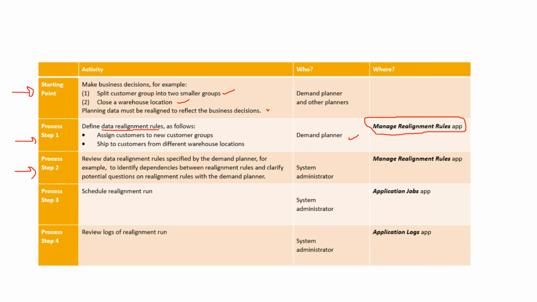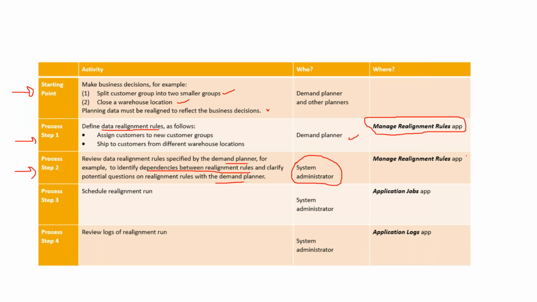So there has to be another group of people who have to review that and approve that. Obviously they'll look at the impact of it and what is all going to change, and so on. So review the realignment rules specified by the demand planner, for example, to identify dependencies between the realignment rules and clarify potential questions on realignment rules with the demand planner. That is a step carried out by the system administrator himself.